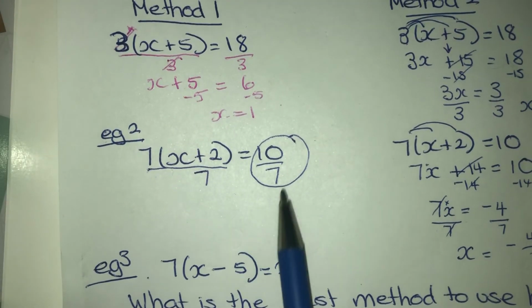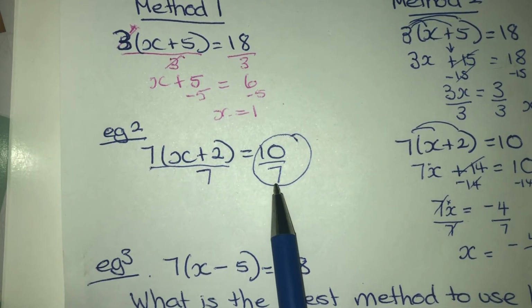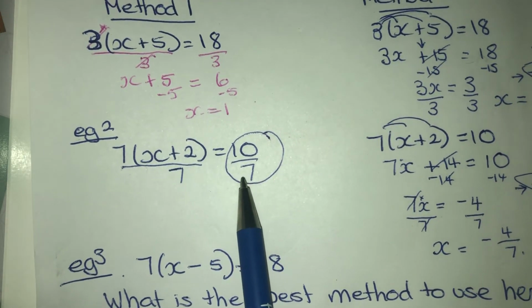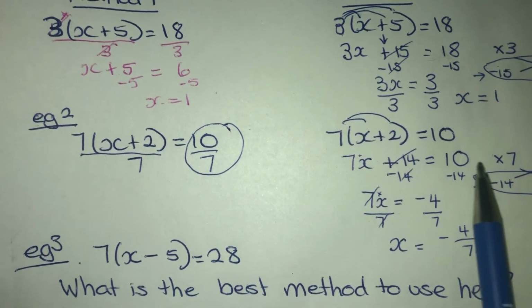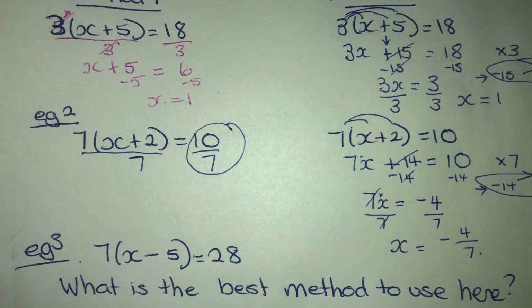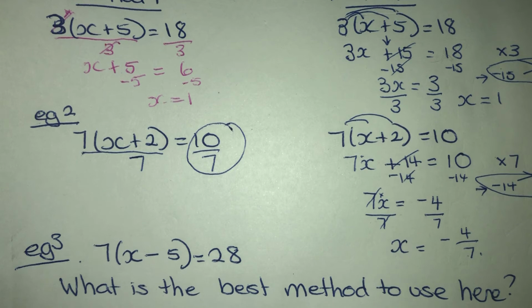Now, if I had kept going there, I would have got the same answer, but I'm dealing with fractions all the way through, whereas this way you just get your fraction at the end. So they're the decisions that you have to make with these kind of questions.